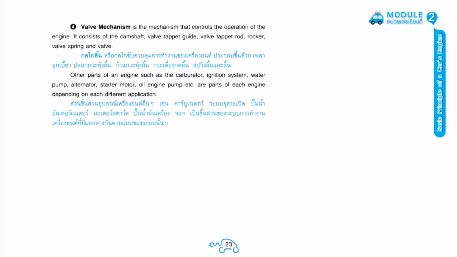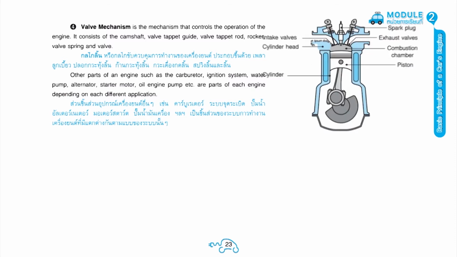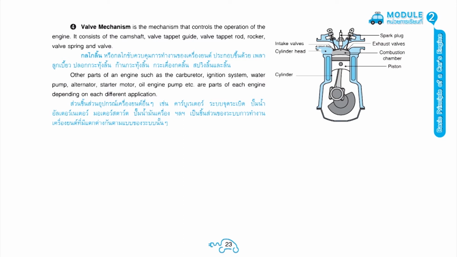Other parts of an engine, such as the carburetor, ignition system, water pump, alternator, starter motor, oil engine pump, etc., are parts of each engine depending on each different application. Spark plug, intake valves, exhaust valves, cylinder head, combustion chamber, piston, cylinder.